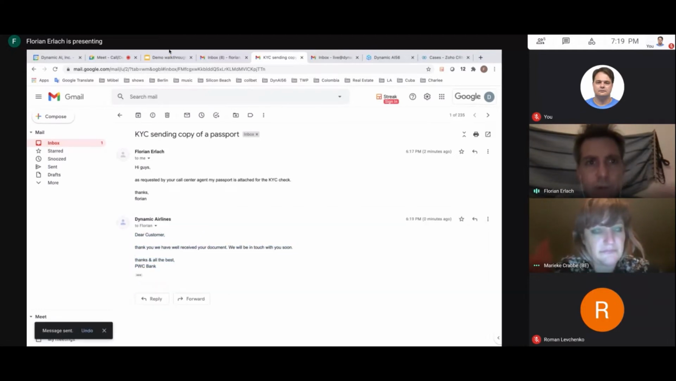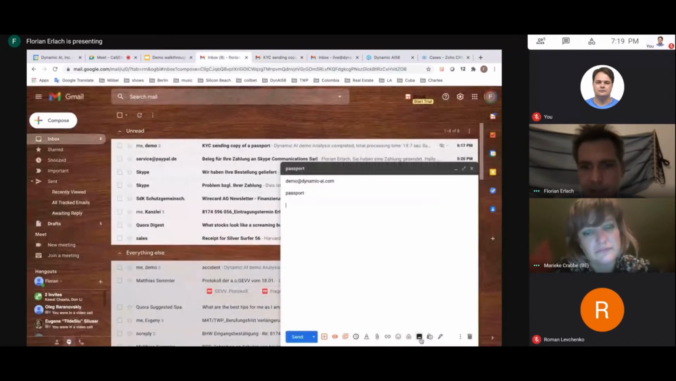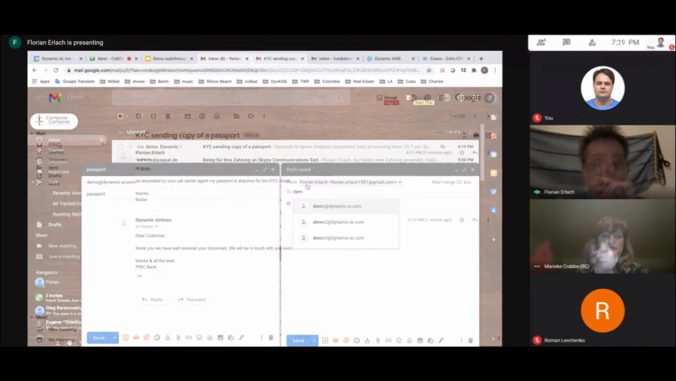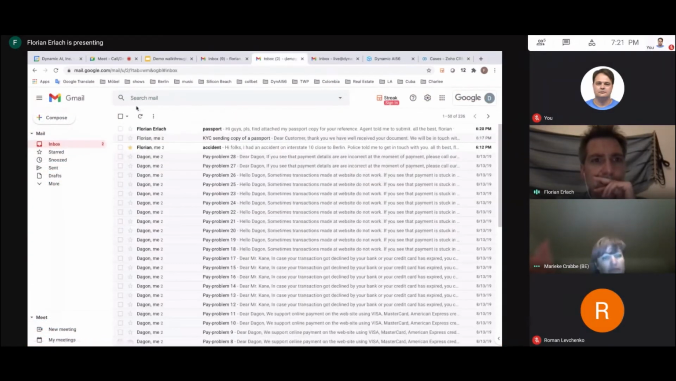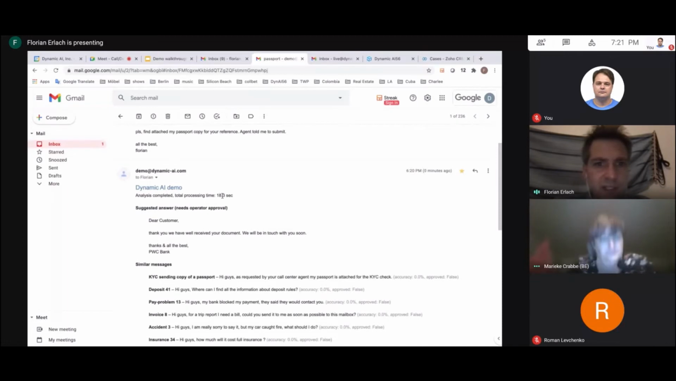So in this moment, the system has seen it for the first time. That means we can train it. Okay, so we go there. So what do we have? Passport. So this was after 18.3 seconds. It only had seen it once, and you can see it still needs operator approval because it's not sure. It's because of the probability.